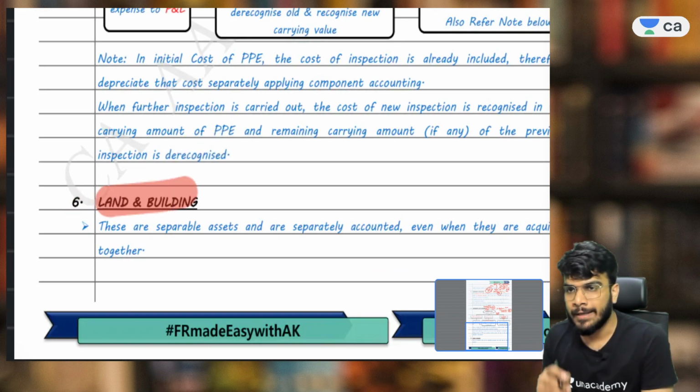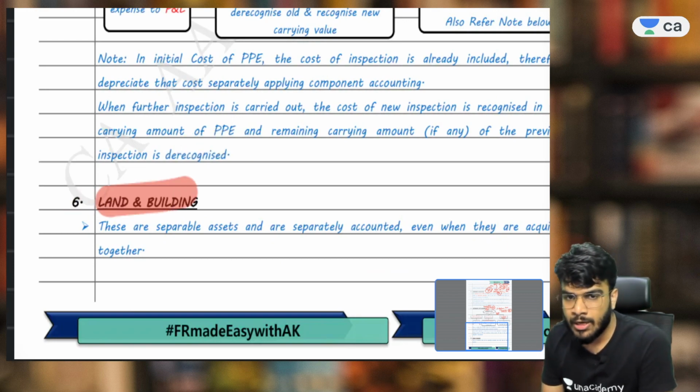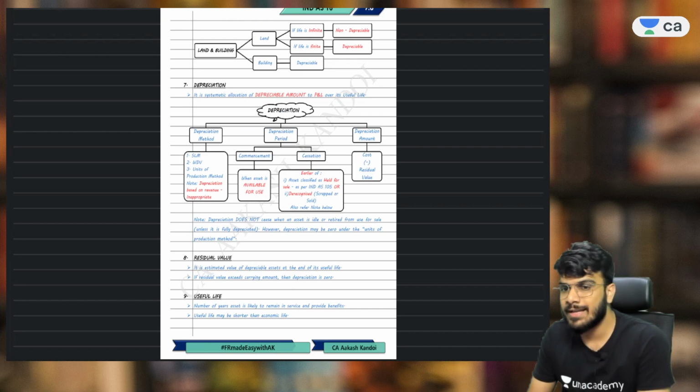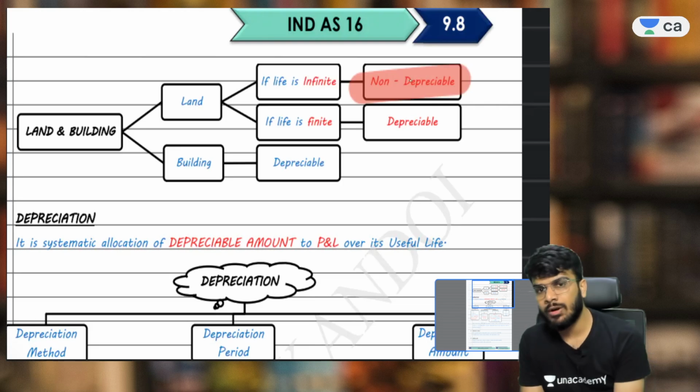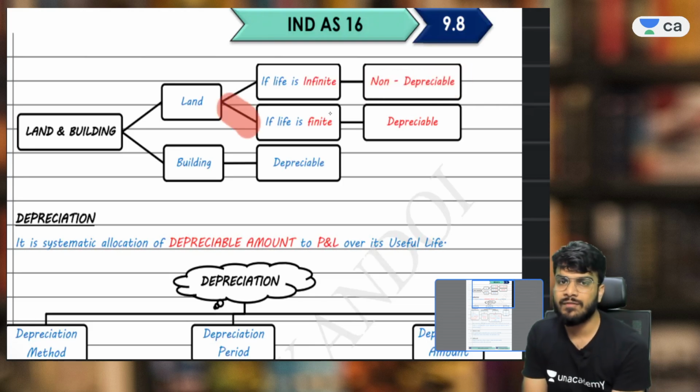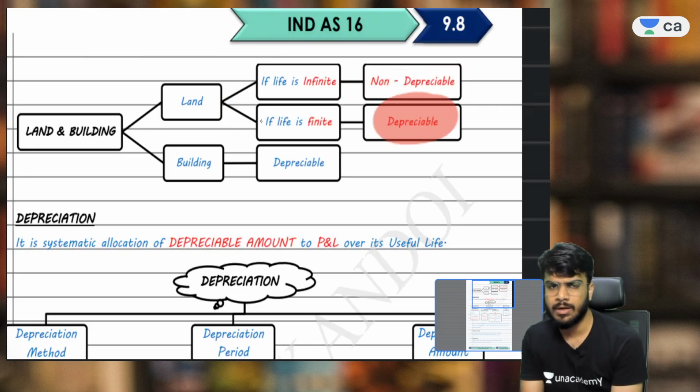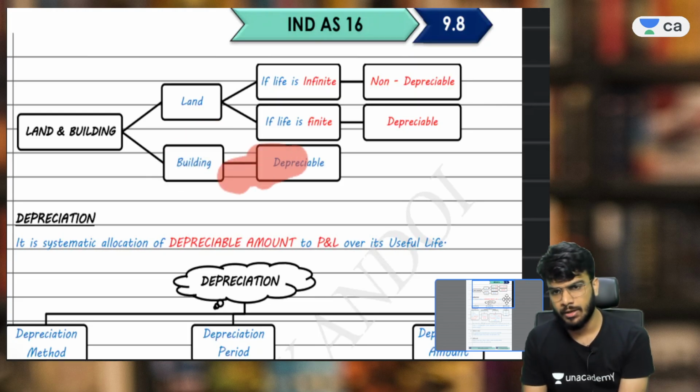Next point is land and building. If you have land and building, the standard says you need to account for them separately, because land generally has an infinite life, so it is not depreciated. So land will have an infinite life, not depreciable. In case certain land has a finite useful life, you might depreciate it, but a building always has a finite life, so you will depreciate it.